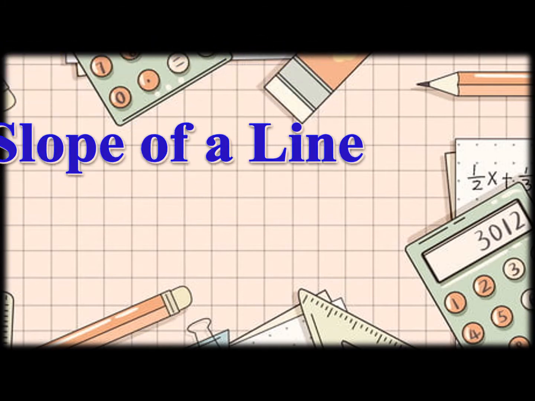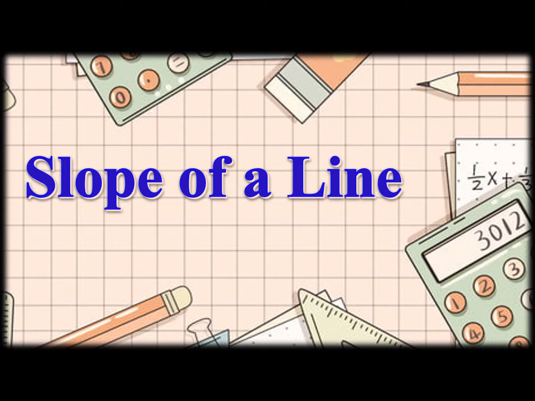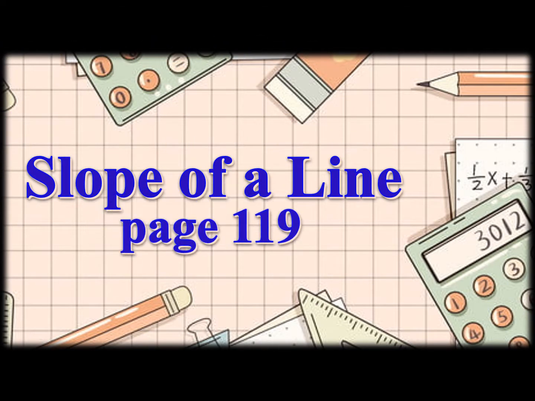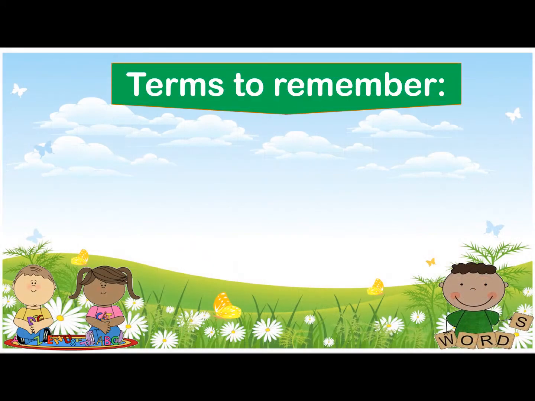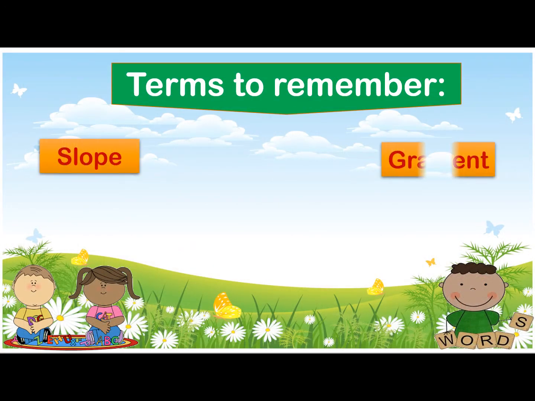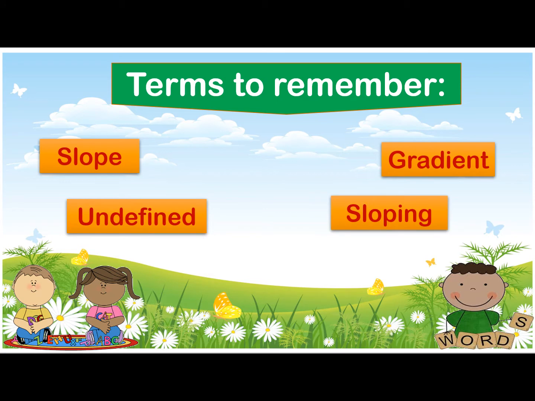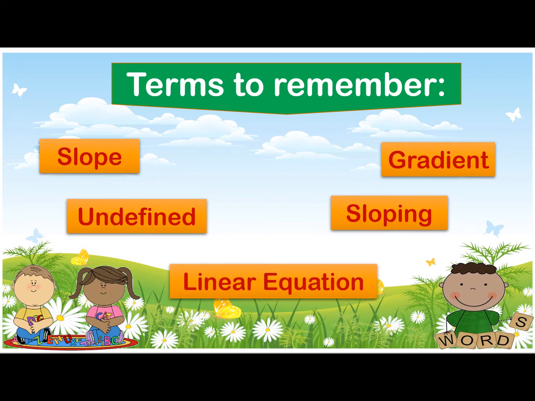Hello everyone, in today's topic, we are going to talk about slope of a line. And this topic can be found in page 119 of your textbook. So these are the terms to remember: slope, gradient, undefined, sloping, linear equation.